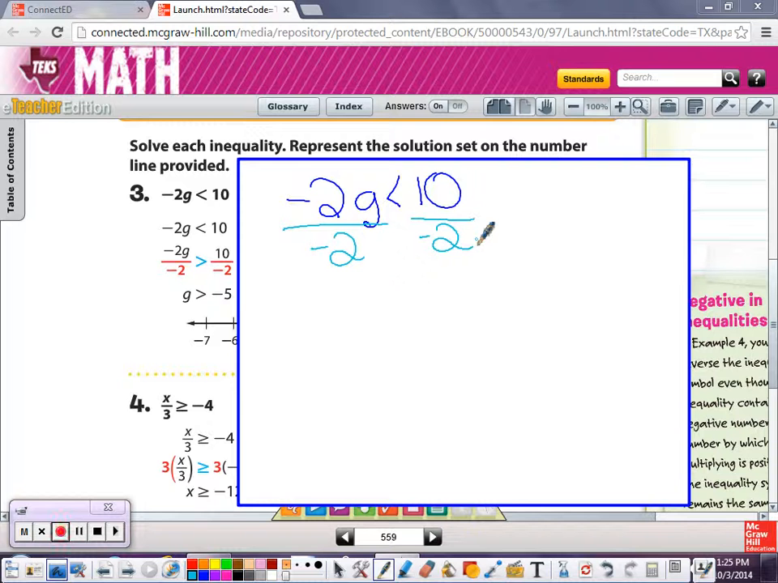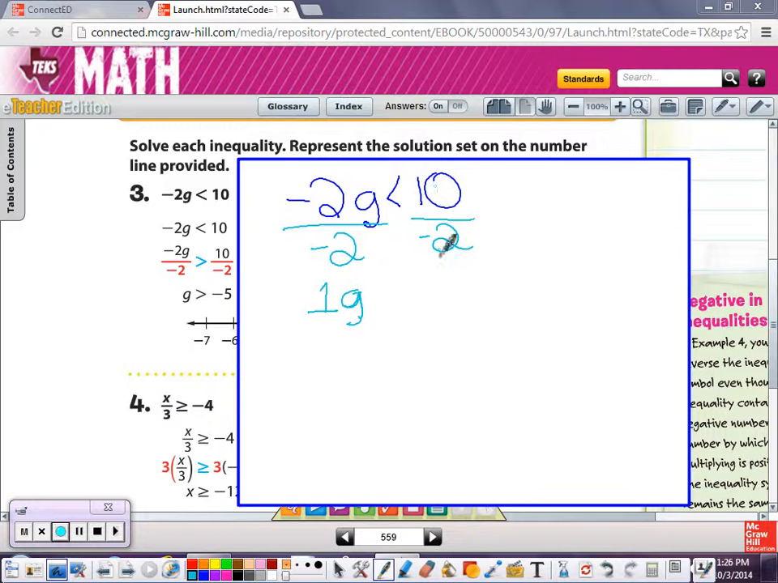Now, I want to get rid of this multiplying by a negative 2, and I do that with the opposite, by dividing by negative 2. So here, I have negative 2 divided by negative 2. How many times will negative 2 fit into negative 2? It'll fit one whole time. And then the letter g just comes right on down with it. My symbol, I'll work on that in just a second because I want to deal with the second number. 10 divided by negative 2.